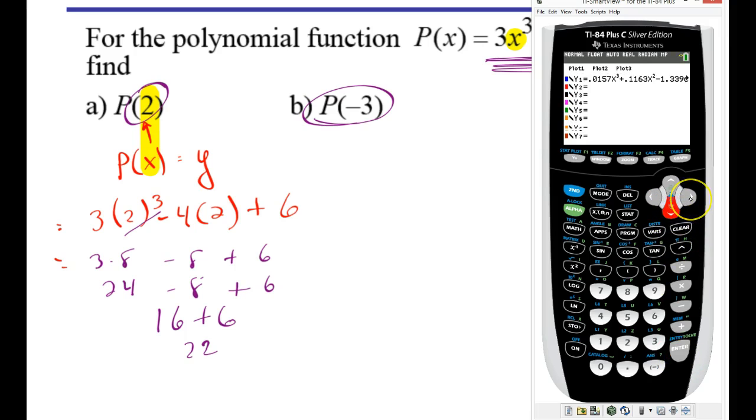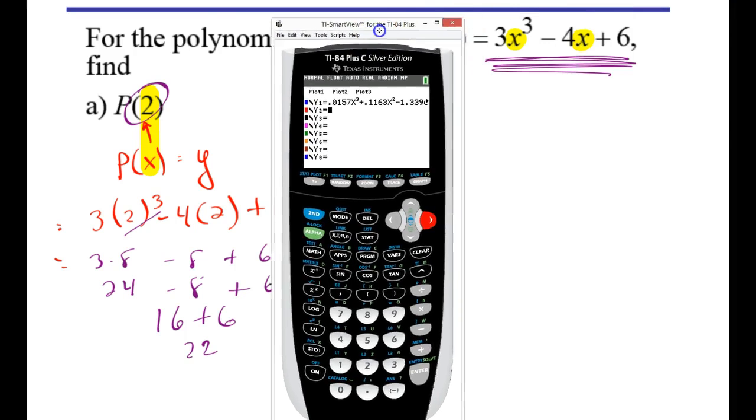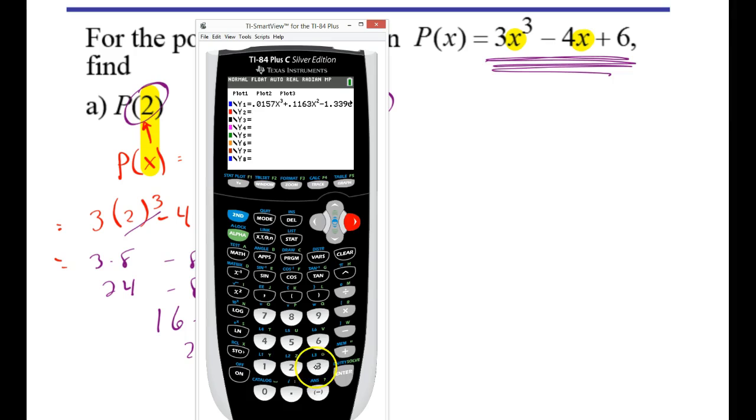hitting enter. So I'm going to type in my y sub 2 function, so that way when I get to the last example I've already got it typed in here. But let's go ahead and type in this as well. 3x squared, sorry, I did cubed. 3x cubed minus 4x plus 6. The first time I graph, I always like to hit zoom 6. That'll give you a standard 10 by 10 by 10 screen.